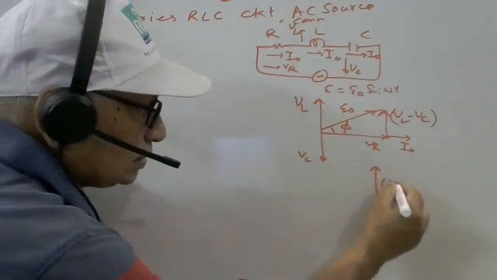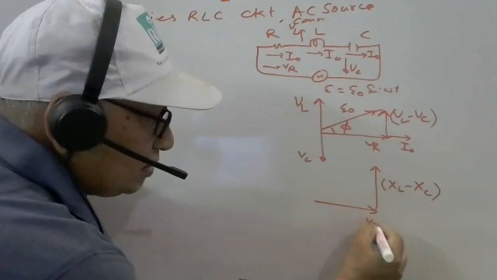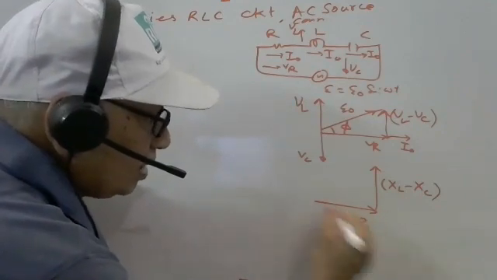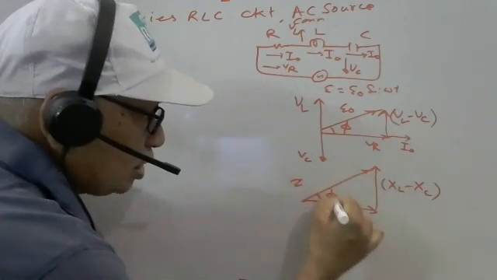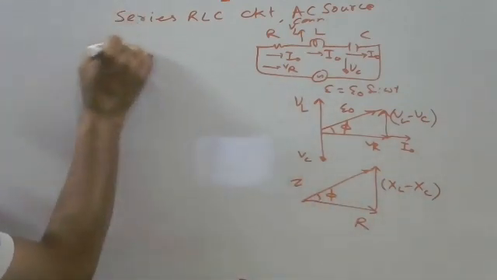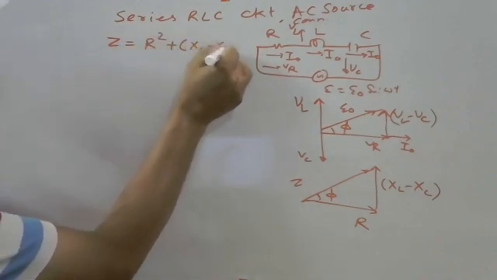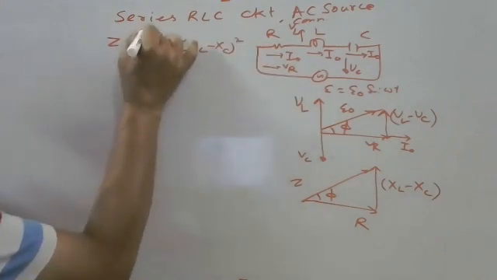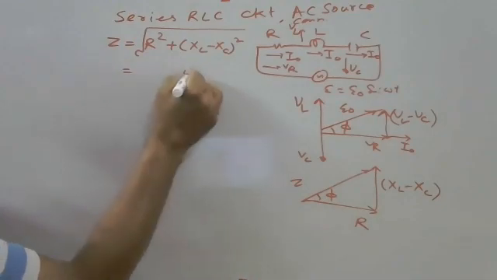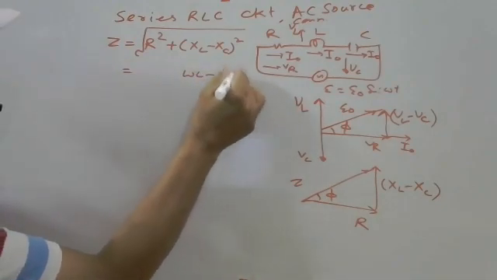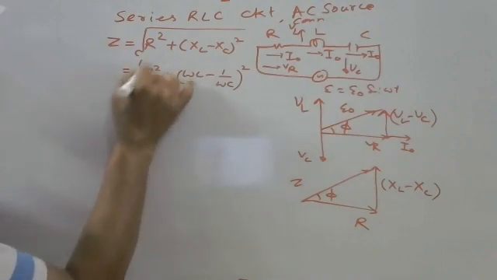like this: XL minus XC. This is say R, and this is Z, impedance. What was the formula of impedance? Z equal to square root of R square plus XL minus XC whole square. What is the value of XL? XL is omega L, and XC is 1 upon omega C.